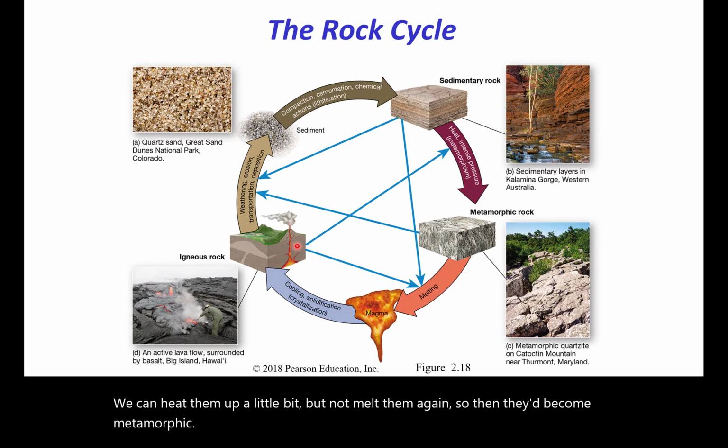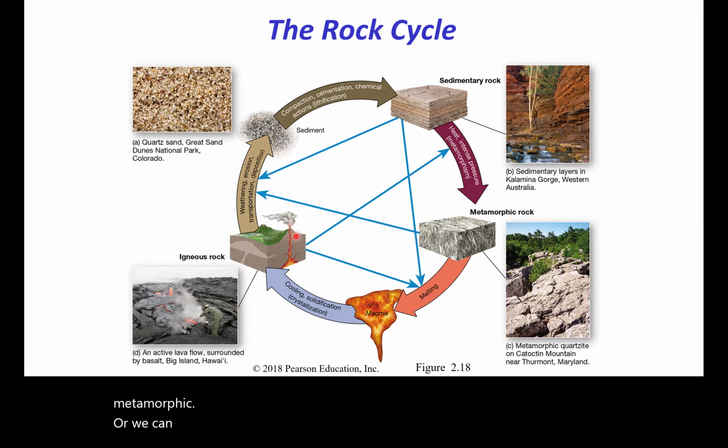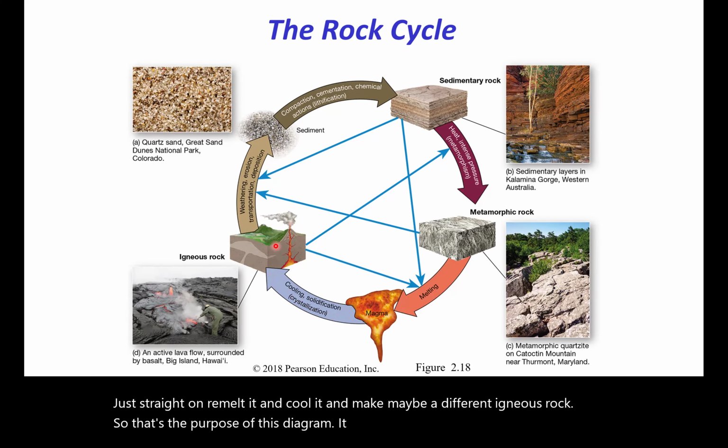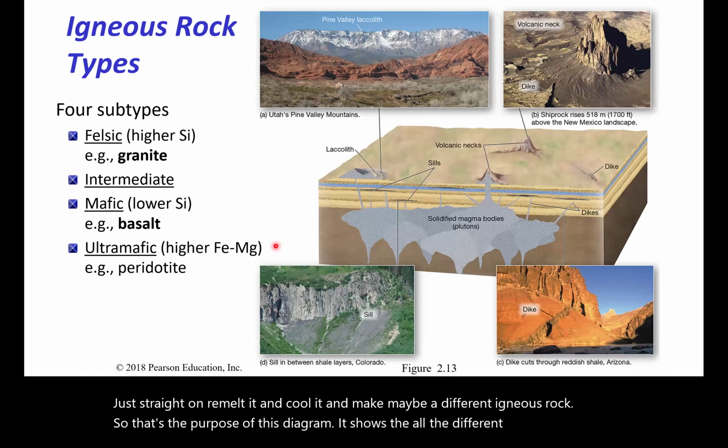Or we can take an igneous rock once it's crystallized and cooled. We could remelt it, just straight on remelt it and cool it and make maybe a different igneous rock. So that's the purpose of this diagram. It shows all the different aspects of the rock cycle.